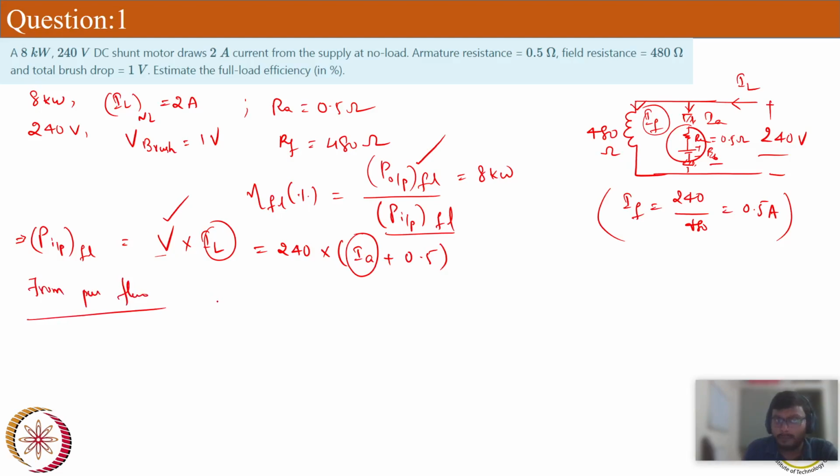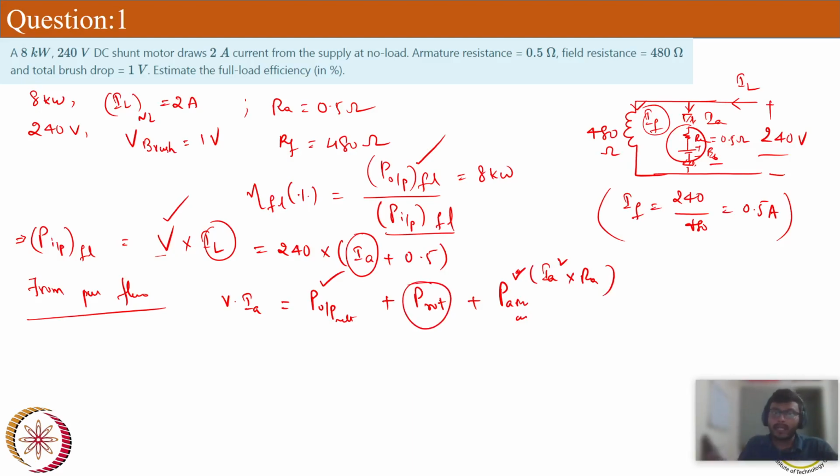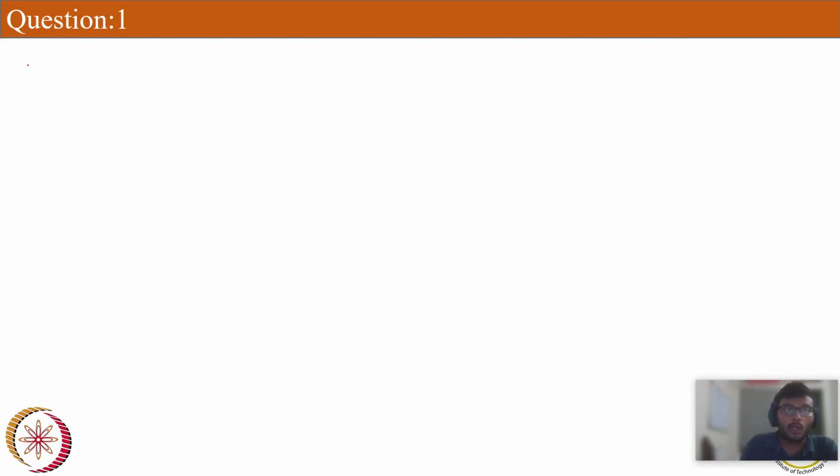Let's first calculate the rotational losses, because from the power flow diagram again I will take the same equation, since I need an equation in IA. V into IA, power input to the armature, is equal to net output power plus rotational losses plus armature copper losses. Now I know this net output power, that is 8 kilowatt. Do I know the armature copper loss? I don't, because it is IA square into RA. I need IA, and also the rotational losses. Now how to calculate these rotational losses? Again, the no load data.